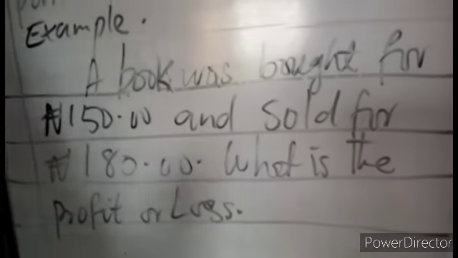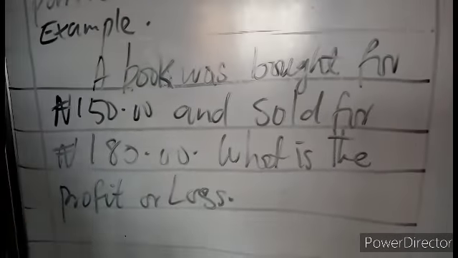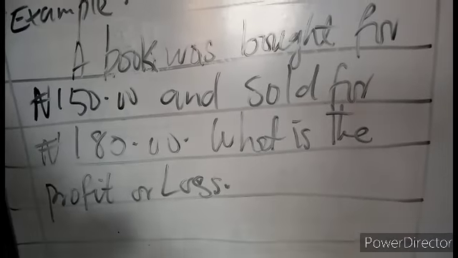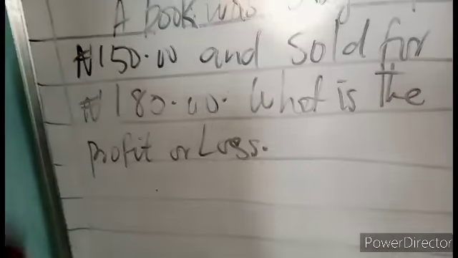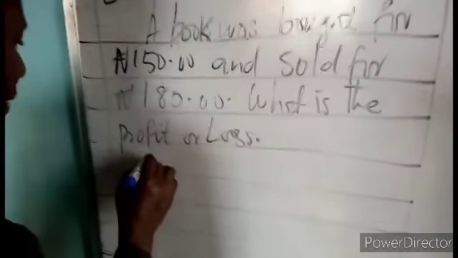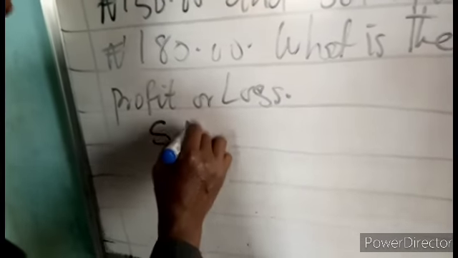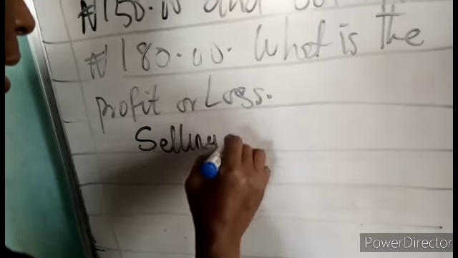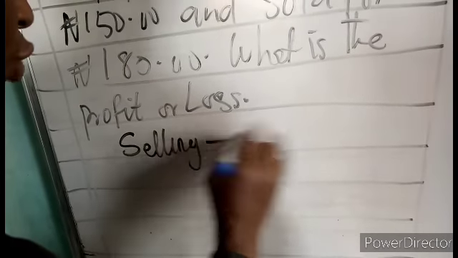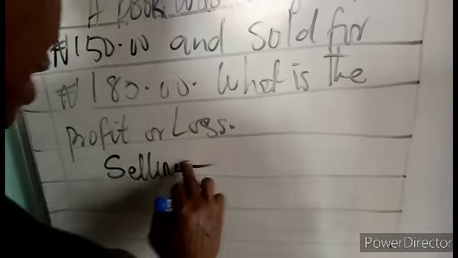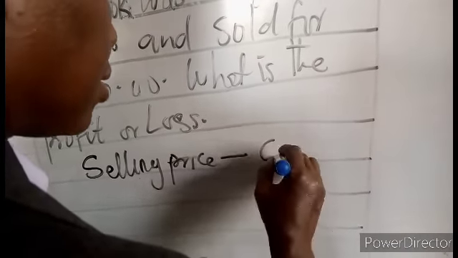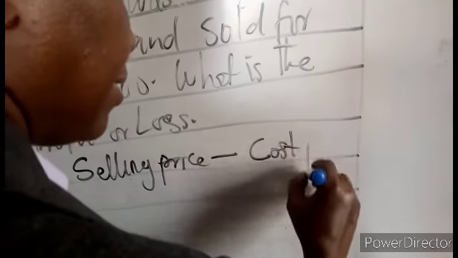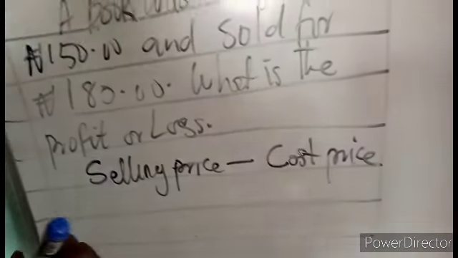Okay, look at this question. They say a book was bought for 150 and later we sold the book for 180. Now, think yourself, is it a loss or a profit? Now, the first step is selling price minus cost price. Okay, that's the first step.